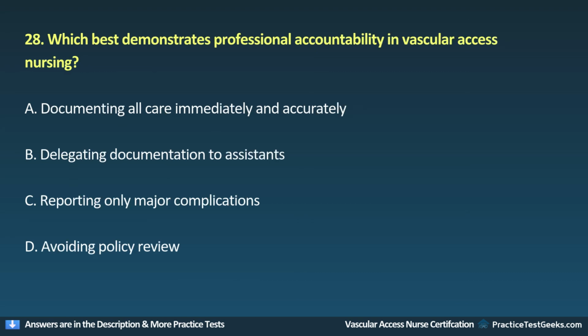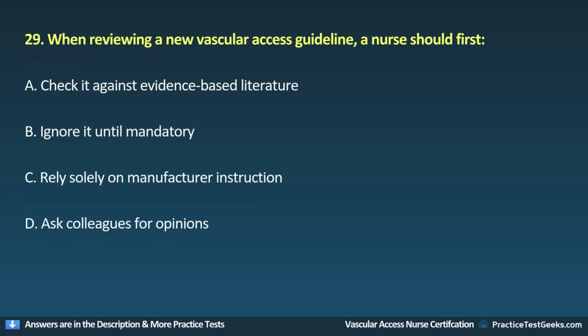28. Which best demonstrates professional accountability in vascular access nursing? A. Documenting all care immediately and accurately. B. Delegating documentation to assistants. C. Reporting only major complications. D. Avoiding policy review.